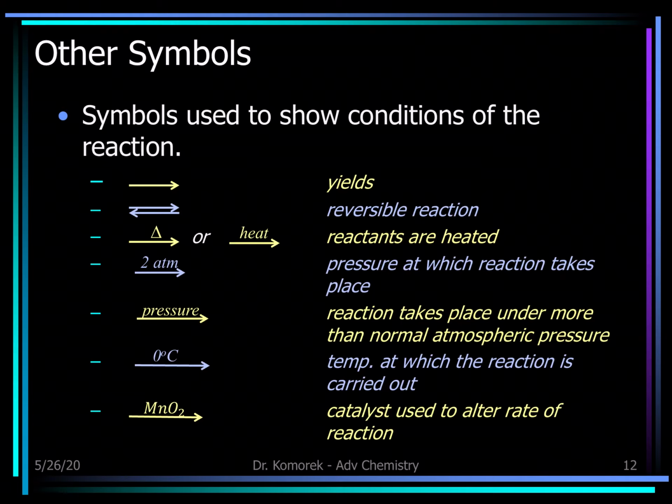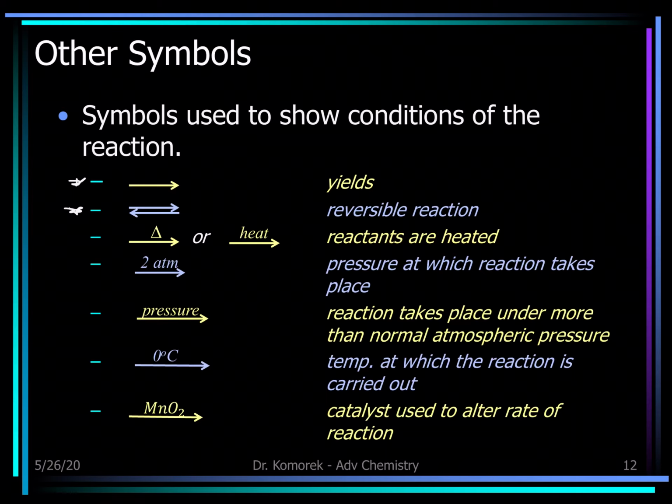Okay. The symbol for the arrow could be changed, showing conditions that we need for the reaction to take place. Our standard arrow just means yields. If you see a double arrow, you are looking at a reversible reaction. In other words, the products will go through a reaction and recreate the stuff we started with.